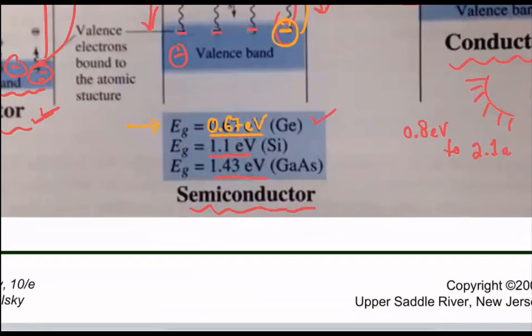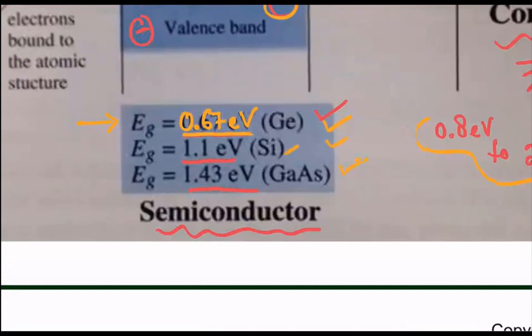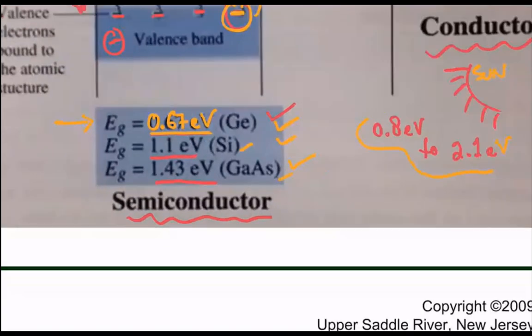Now, your sun is emitting these levels in the range from 0.8 electron volt to 2.1 electron volt. Which one would you choose as a solar panel material among these three? Germanium, Ge, silicon, Si, or gallium arsenide? Can I choose silicon here as a solar cell material? Silicon has a band gap of 1.1 electron volt, okay?